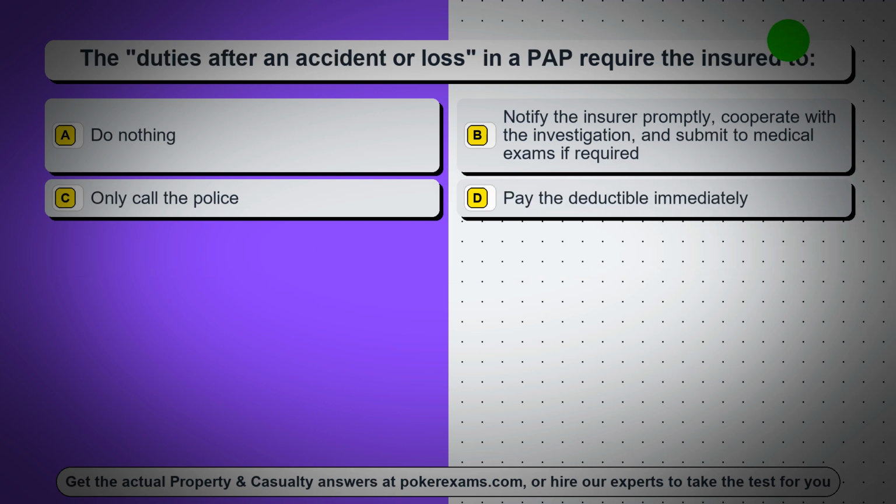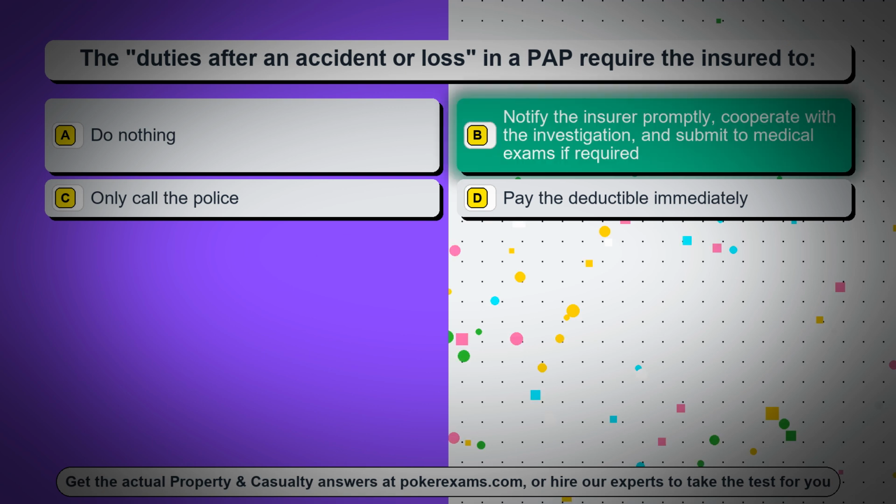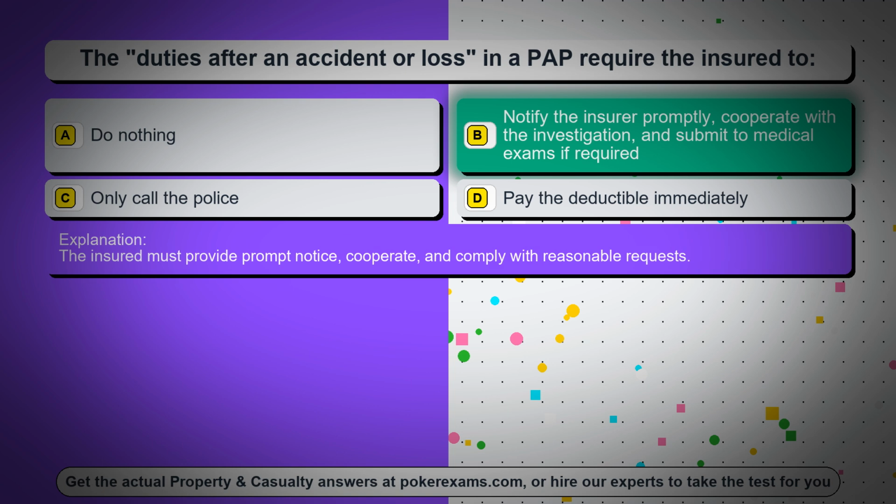Question 86. The duties after an accident or loss in a PAP require the insured to, Option A, do nothing. Option B, notify the insurer promptly, cooperate with the investigation, and submit to medical exams if required. Option C, only call the police. Option D, pay the deductible immediately. The correct answer is Option B, notify the insurer promptly, cooperate with the investigation, and submit to medical exams if required. The insured must provide prompt notice, cooperate, and comply with reasonable requests.